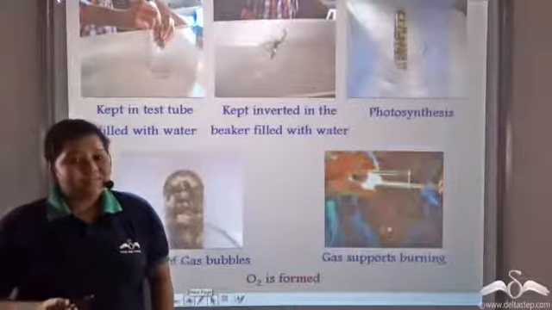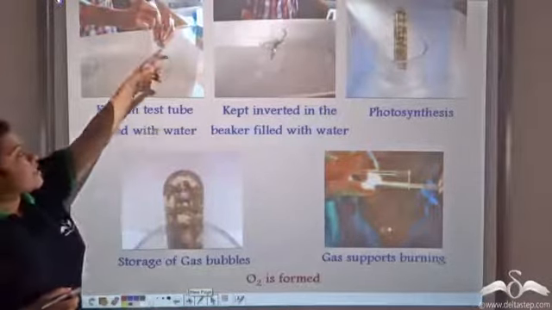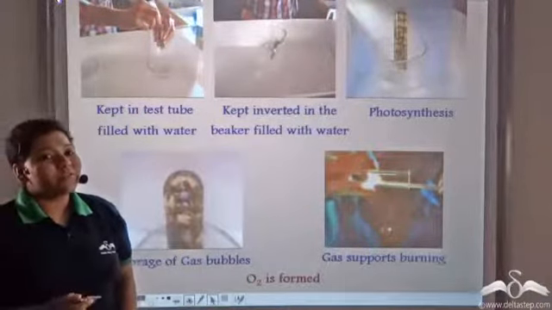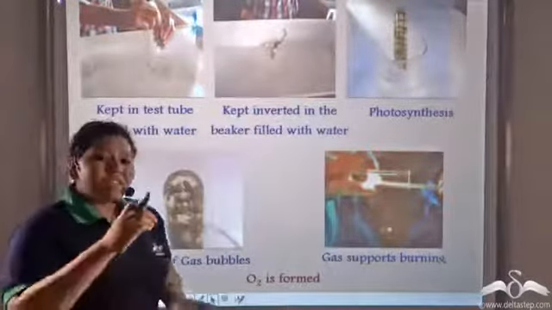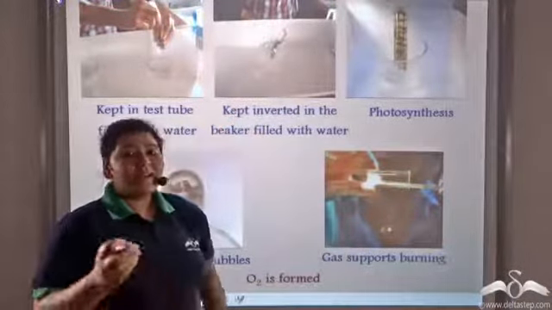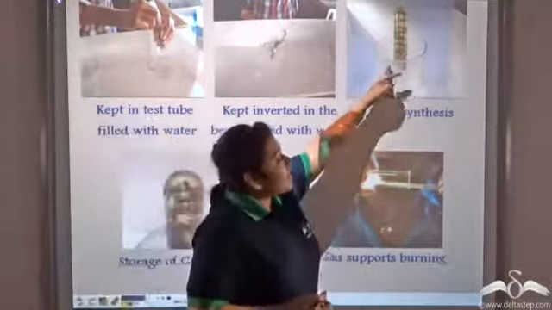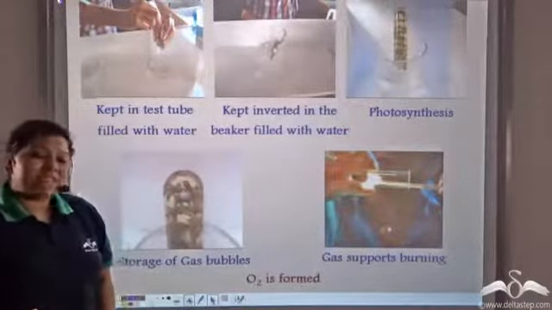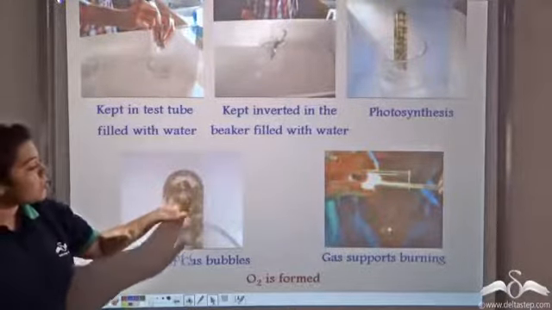Let us go over this experiment once again. First, we kept this green water plant in the test tube, which had been filled with water from before. Next, this test tube was kept inverted into a beaker that was filled with water. A light source was kept, so in the presence of light, this green plant photosynthesized. This setup was kept for 3 days, and at the end of day 3, a huge bubble formation is seen.